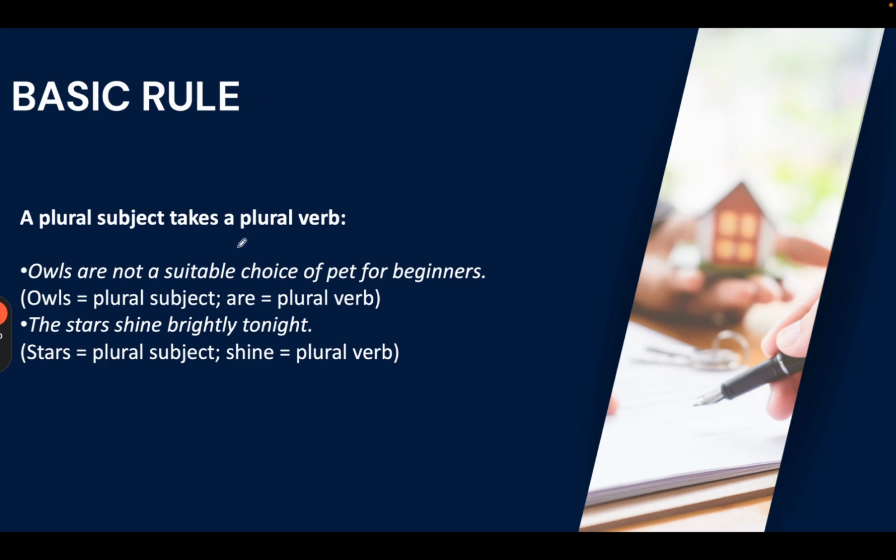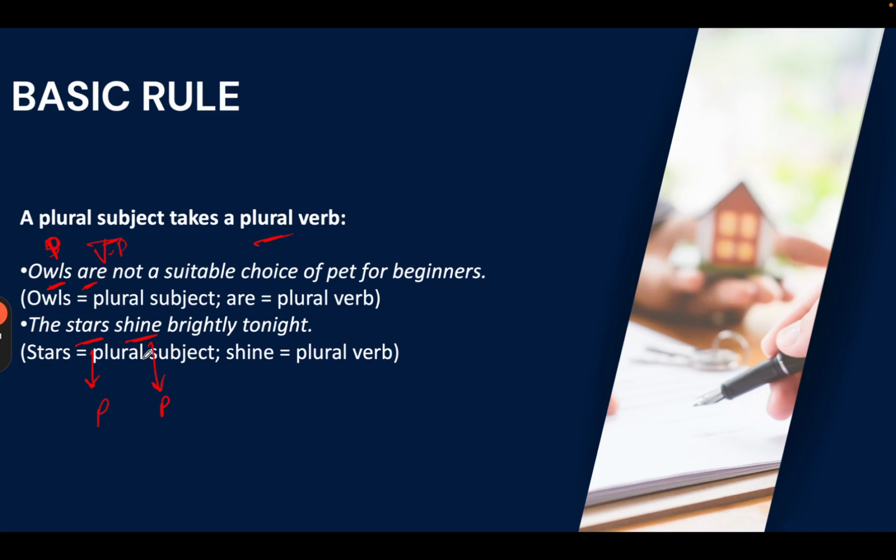Now let's look at the next basic rule. The plural subject will always take a plural verb. So singular subject takes a singular verb, plural subject takes a plural verb. As simple as that. Let's look at an example. Owls are not a suitable choice of pet for beginners. So owls is the subject that's plural over here, so the verb that we are using for owls is also plural, that is, "are." The stars shine brightly tonight. Now stars is more than one star that we're talking about, so this is plural form. And the verb is "shine." We don't have an s over here, which means this is also a plural form of verb.